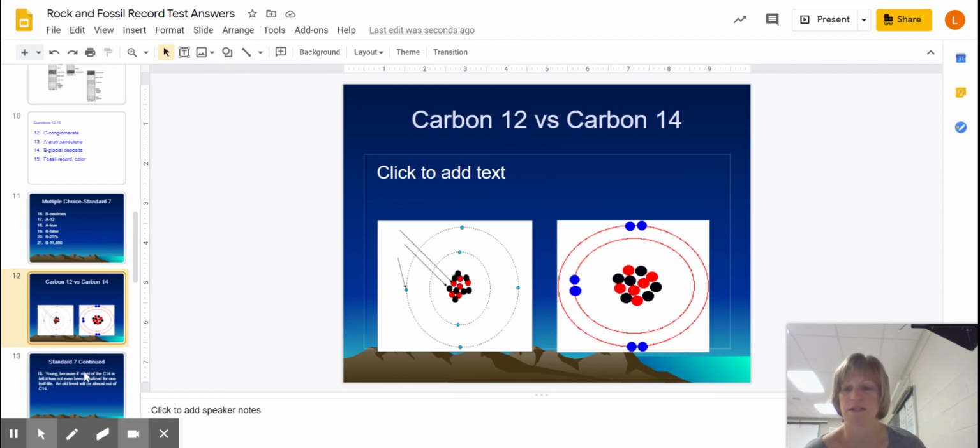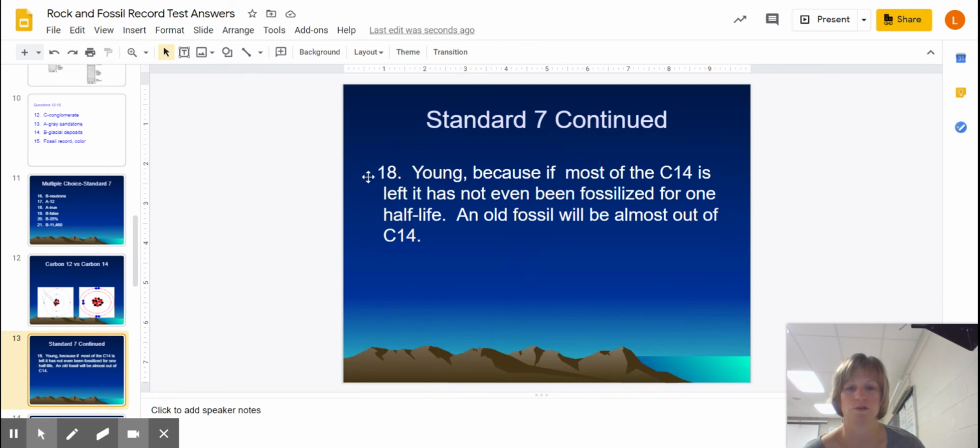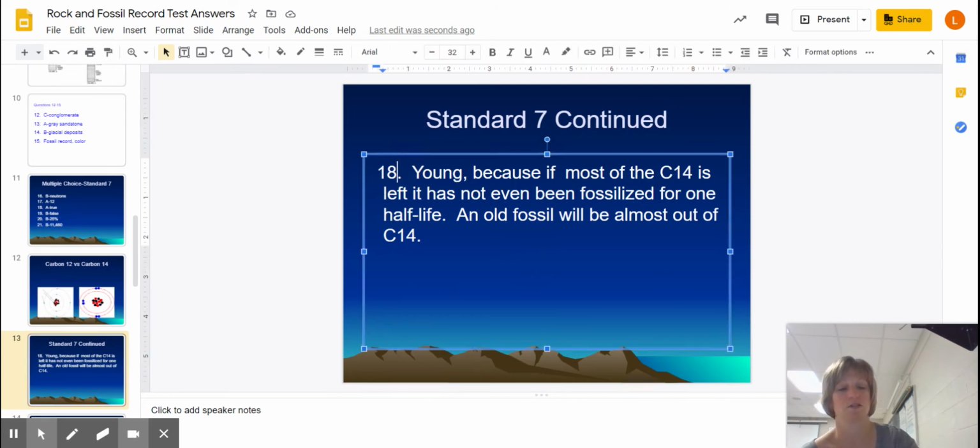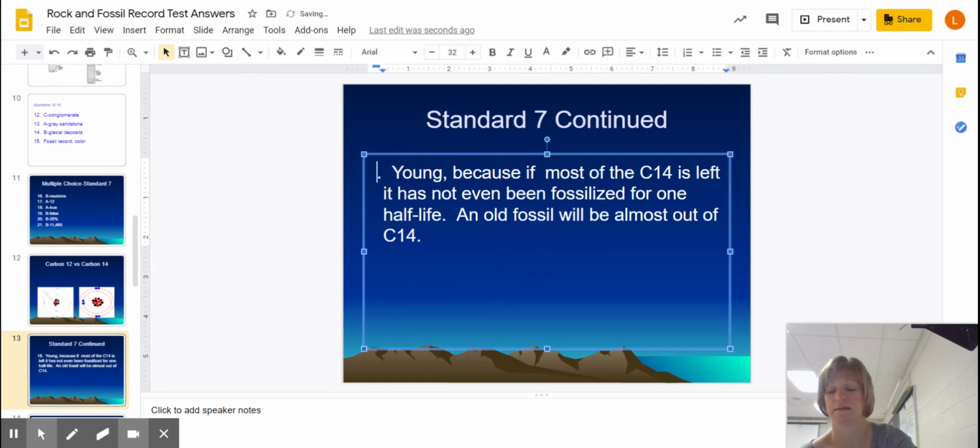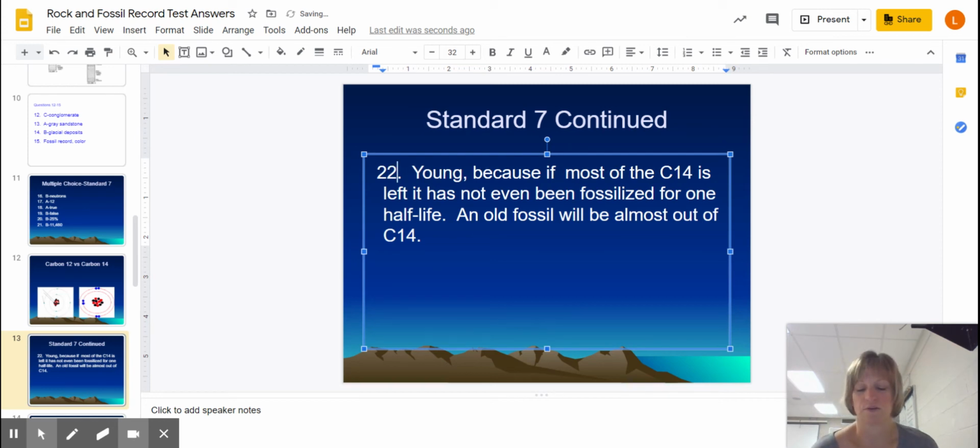Okay, so now let's get to question number 22. Question number 22 says, pretend that a scientist analyzed a fossil and you found that it had most of its carbon-14 left. What does it tell you? Well, see, here's the thing, folks. Most, to me, means more than half. So it's like saying, oh gosh, that fossil hasn't even been around for one half-life. So it tells you that it is young. And then the idea is that the older the fossil is, the more the carbon-14 will be reduced.